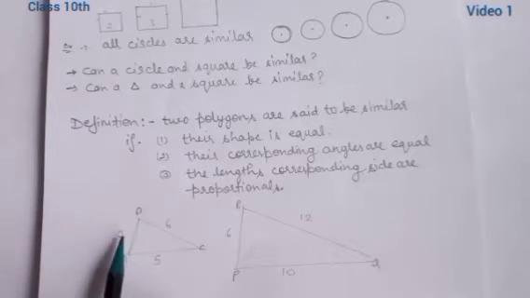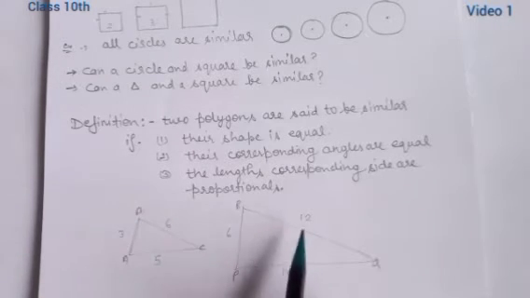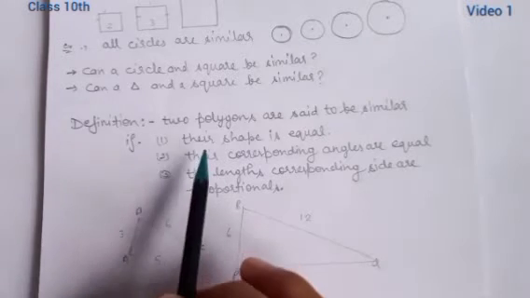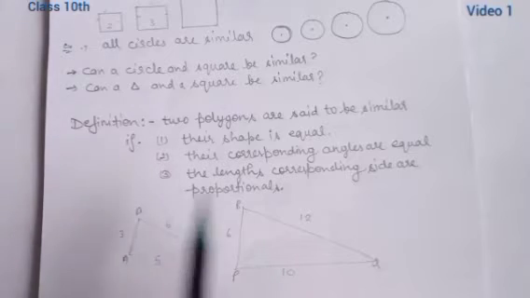Here the sides are 3, 6 and 5, and 6, 12 and 10. The corresponding sides are AB and PQ, BC and QR, and AC and PR. Okay, so let's check whether these triangles are similar or not. Congruent? Never, because the lengths of their sides are different. The shape is the same but the size is different. So these are not congruent.